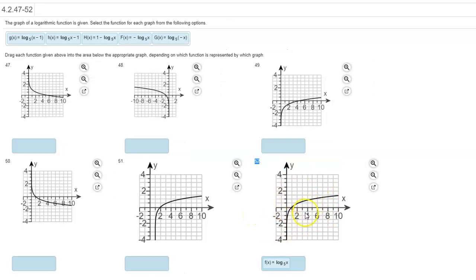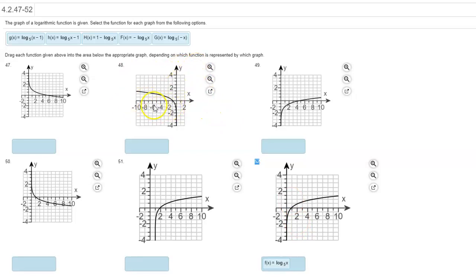So if this was the base and I wanted to find the graph of log base 5 of minus x, that's going to be reflected about the y-axis. So if I take this graph and I reflect it about the y-axis, I end up with 48. And then it's the only one that has negative inputs. So remember, you can never take a log of a negative number. So this negative of a negative would make that positive. So that's why the graph looks like that.